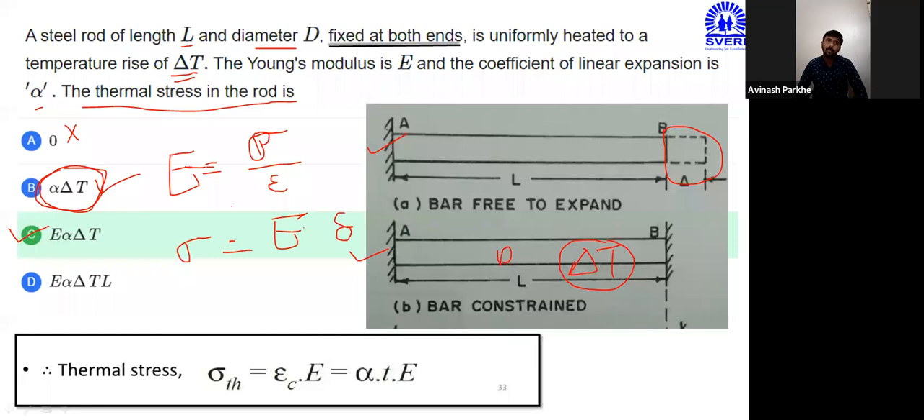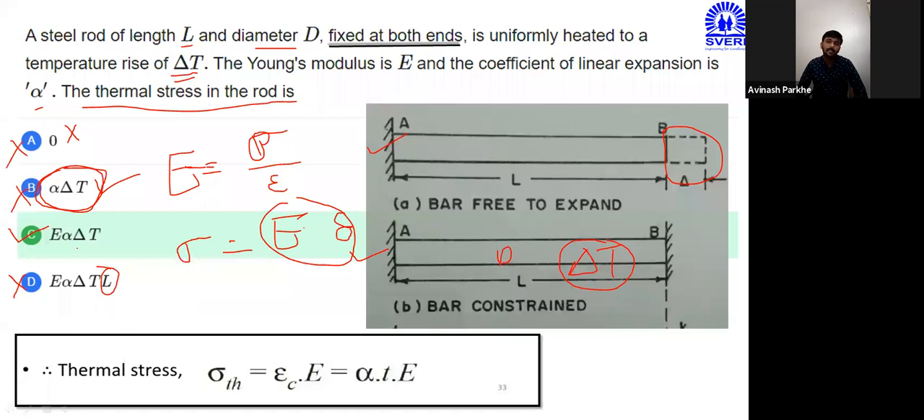So what is the epsilon value? Alpha into delta T. And if I multiply this alpha into delta T by capital E, I get the third option, that is E into alpha into delta T. In the fourth option, they have represented this additional L, therefore it is also not considered. Option A is also not considered. Option B is also not considered, because option B is given in the form of strain value only.